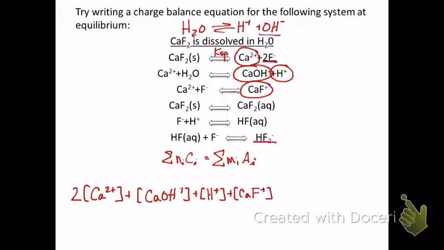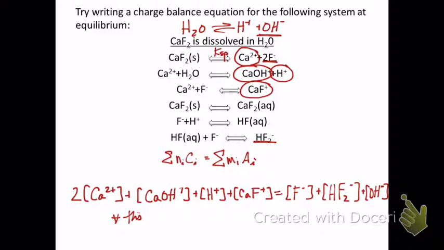So when we write this out, I identify the cations. Notice we have 2 times calcium because it's a 2 plus cation. We have calcium hydroxide cation. We have H plus or protons, and we have the calcium fluoride cation. The sum of all of those must be equal to the sum of all of the anions. You'll notice here that we have fluoride, we have HF2 minus, and then up top I did add in the water dissociating to form hydroxide and proton.